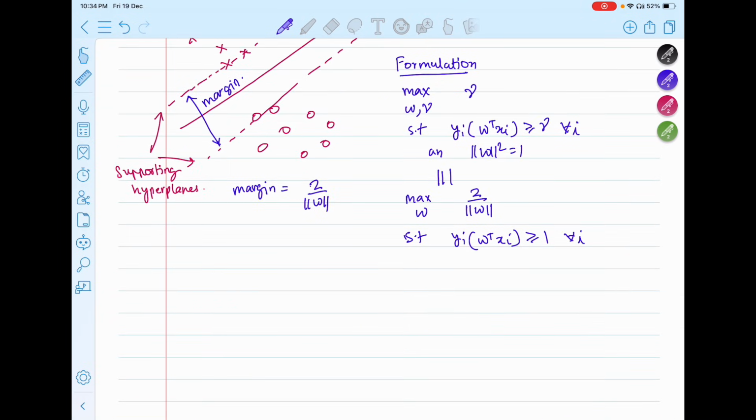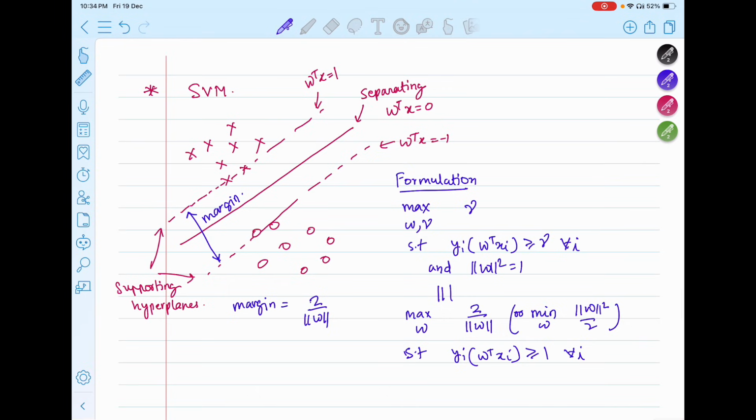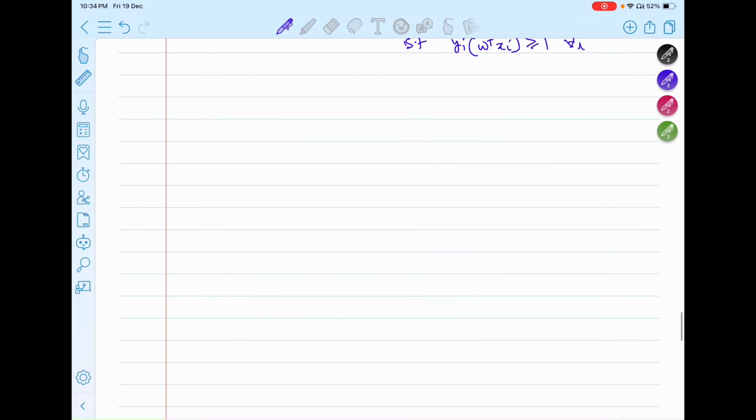Again, maximizing this is the same as minimizing norm of W square by 2. I'm just adding a square. So this is my hard margin formulation. Two formulations are there, and the setup. Again, this is for hard margin, by the way. And when does this work? This only works when data is linearly separable. If the data is not linearly separable, then this does not work. In that case, we'll have to go to soft margin SVM.